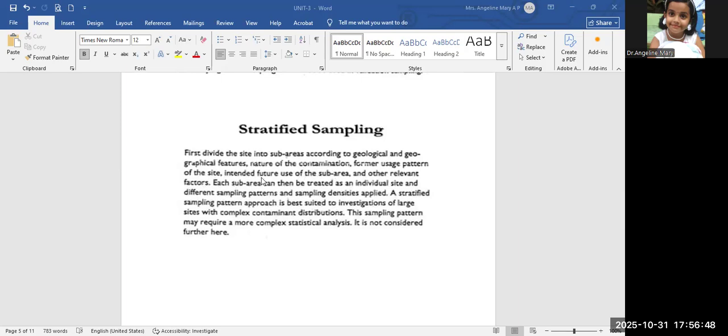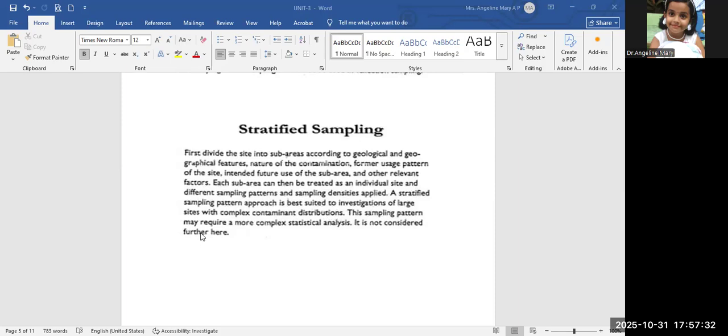From that, each sub-area can then be treated as an individual site, and different sampling patterns and sampling densities are applied in the different sites. A stratified sampling pattern approach is best suited to investigators of large sites with complex contaminant distributions. This method is very suitable for investigations, because from a large area we can subdivide it into many portions. From each portion, we can easily collect the contamination as well as the geological features and the fertilizer usage patterns, and identify all those things part by part. So it is a very useful method.